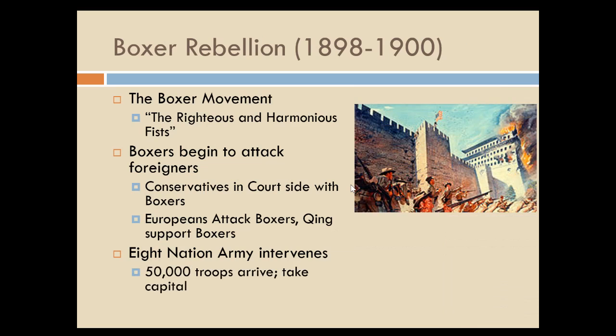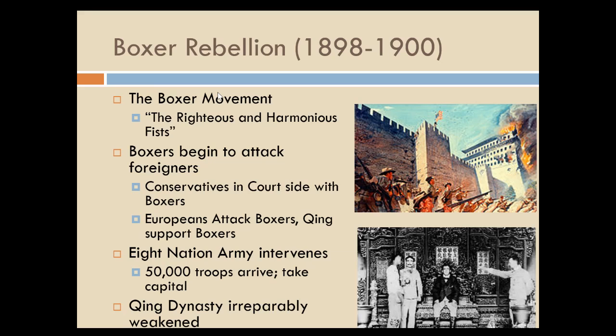The 8 nation army comes in with 50,000 troops, and they take the capital, and the Qing dynasty is irreparably weakened at this point. The Qing dynasty survives basically in name only. They are puppets to the Europeans, and here you're going to see daily life in post Boxer Rebellion Qing China change very quickly.